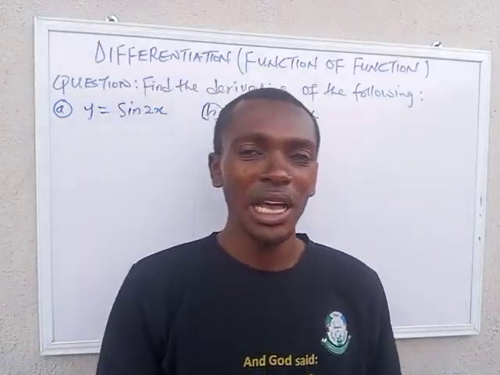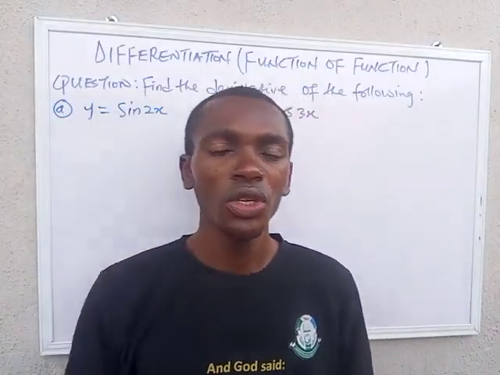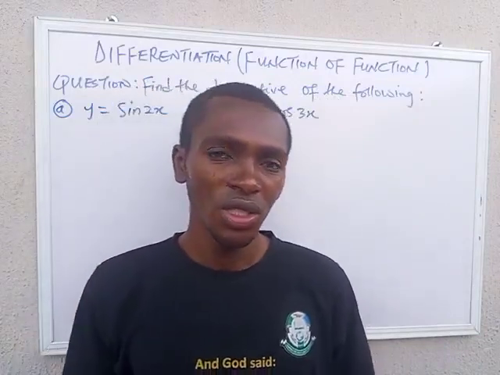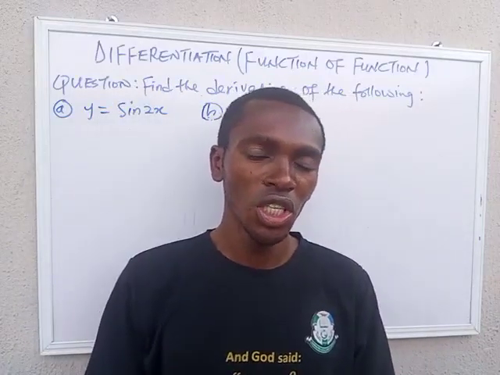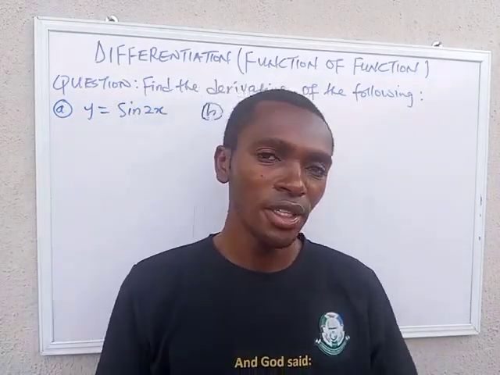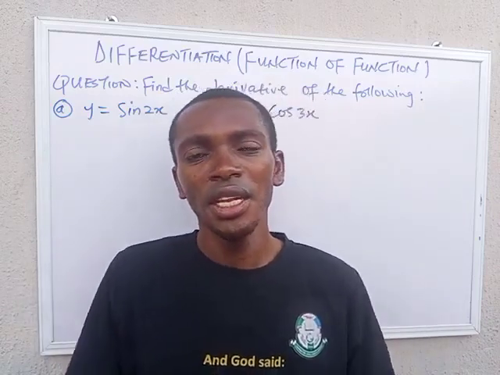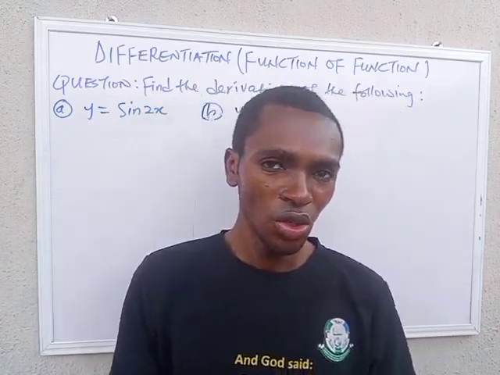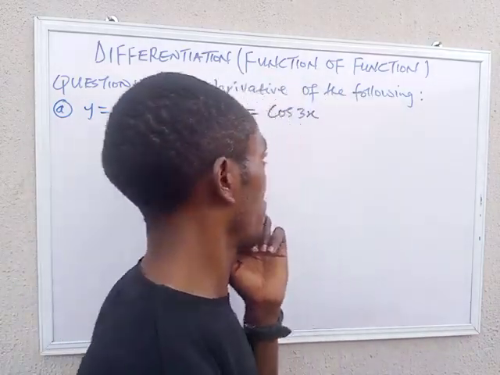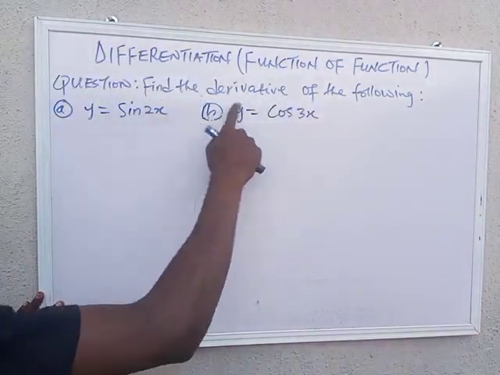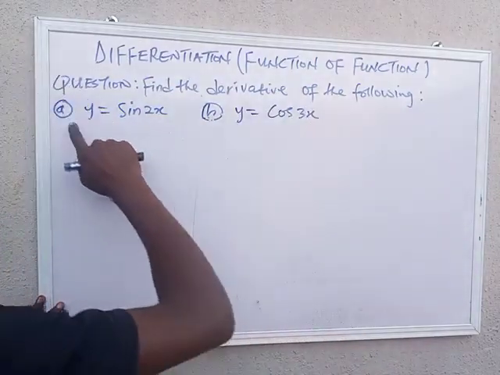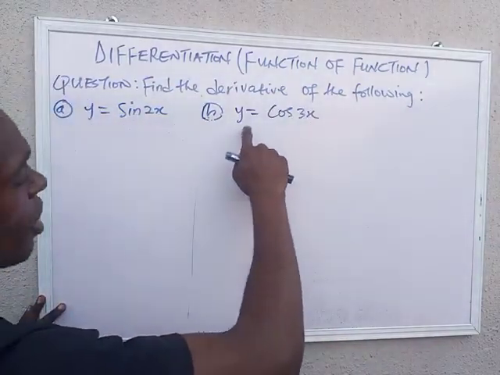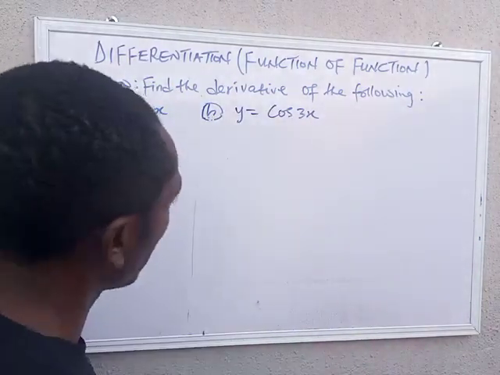Today we are going to be looking at a function under differential calculus. Now, the idea of function of a function is multiplication, comparing two functions together and then multiplying them to get their differential result. Now, we have this question on the board that says find the derivative of the following. So we have A: y equals sine 2x and B: y equals cos 3x.